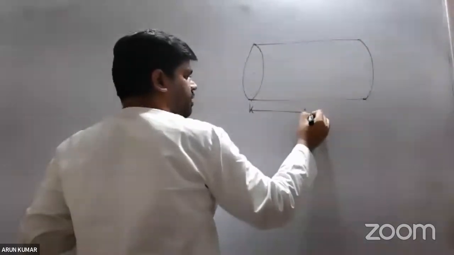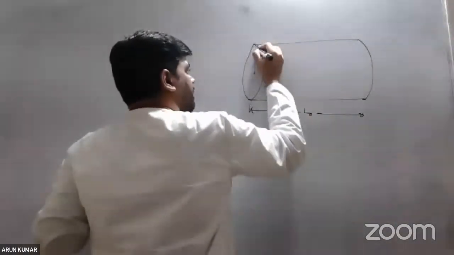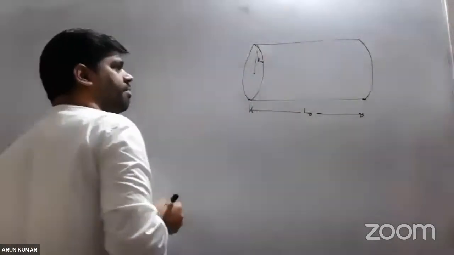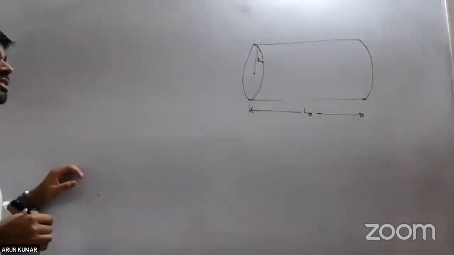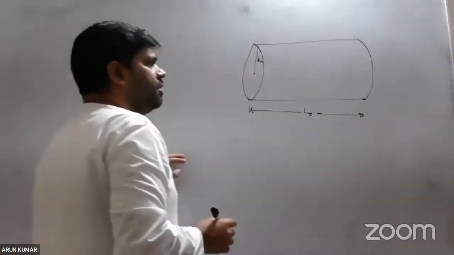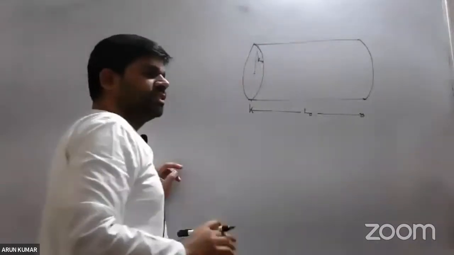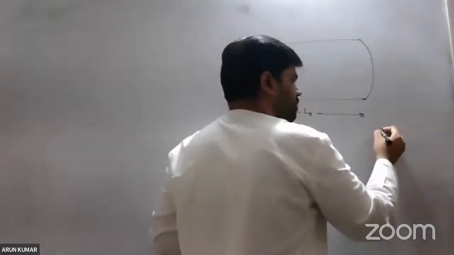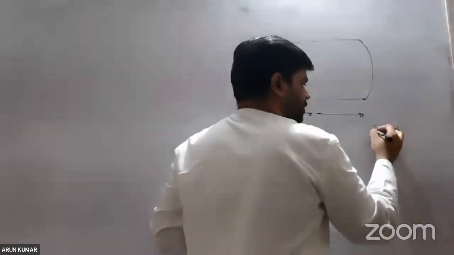Length of the cylinder is L naught. Radius of the cylinder is R naught. It's a right circular cylinder. Now we are required to find the volume of the cylinder. What is the volume of the cylinder? Pi R naught square into L naught.